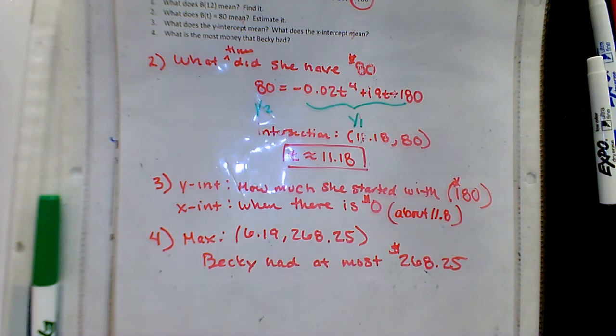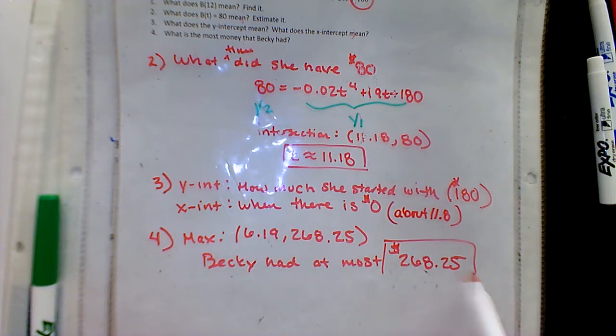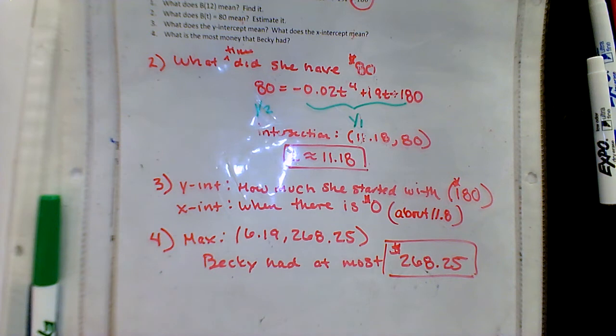So not only do we know how much she had, but we also know when that happened. Okay, a little after the 6th hour. And unfortunately, she kept losing from there. She had no self-control and she just kept going.